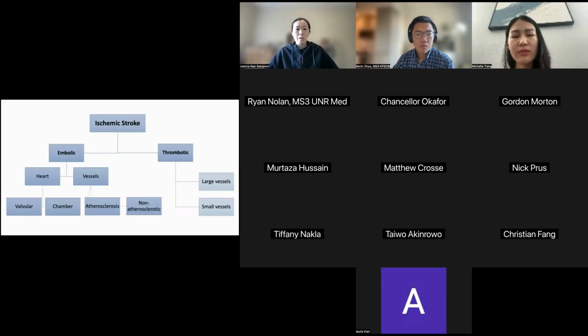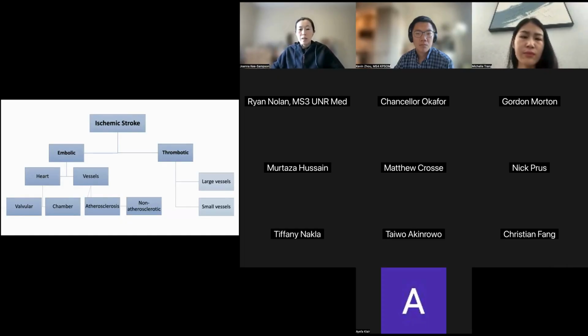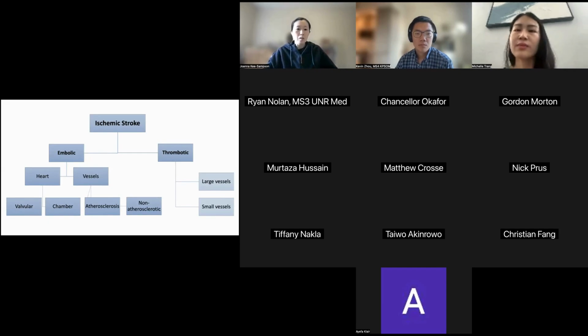So like I said, ischemic strokes can be from embolic or thrombotic source. For embolic, the most common place for clot to come from is the heart. And this can be from the valve or from the chamber. For example, in patients with atrial fibrillation, that is one of the most common embolic sources for ischemic strokes. Vessels can also be an embolic source. You can have atherosclerosis as a source, but it can also occur in patients without atherosclerosis. So think of the younger patient with vessel dissection, for example, as a source for clot to lodge in the brain.